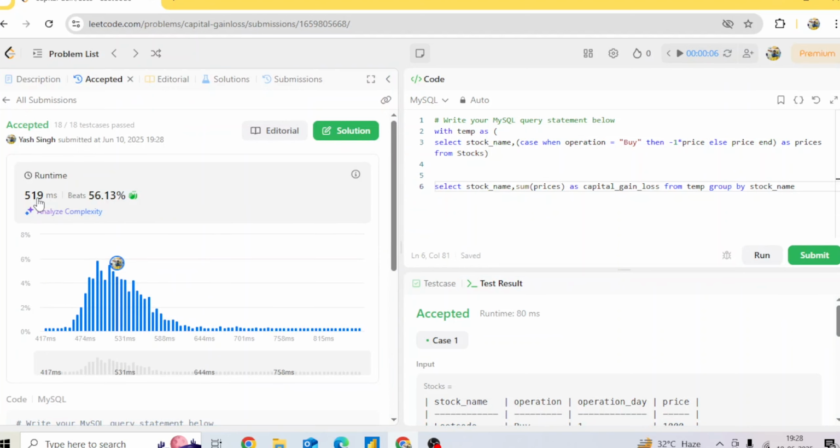So this has the runtime of 519 milliseconds and it beats 56.13%. So it is an efficient solution. So this was a pretty easy problem.